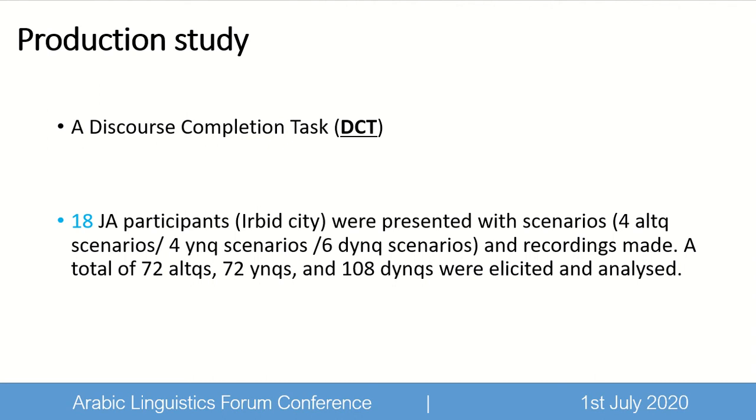The production study was in the form of a DCT, which is a discourse completion task. There were 18 Jordanian participants. They were presented with scenarios, and I read the scenarios, and then they were asked to produce the question. We will take an example of this in a minute.